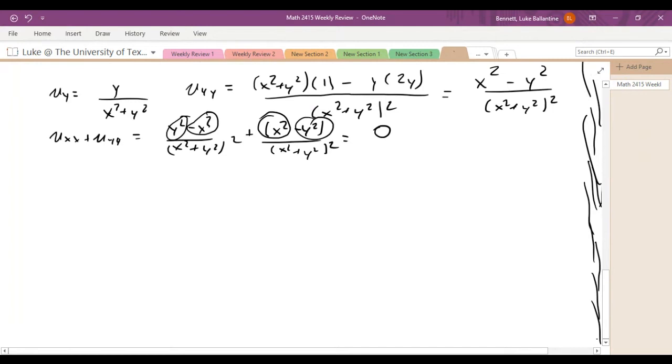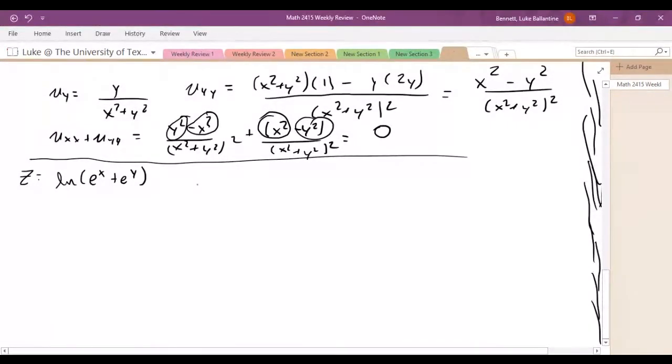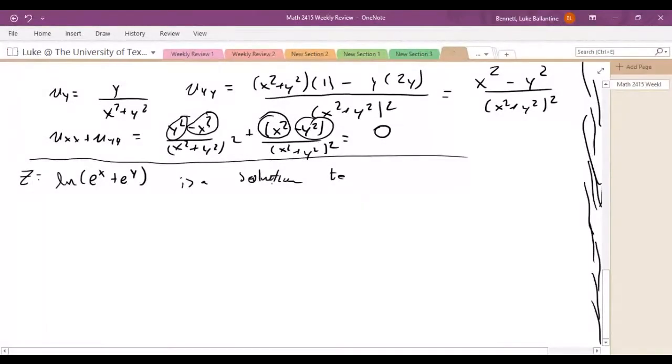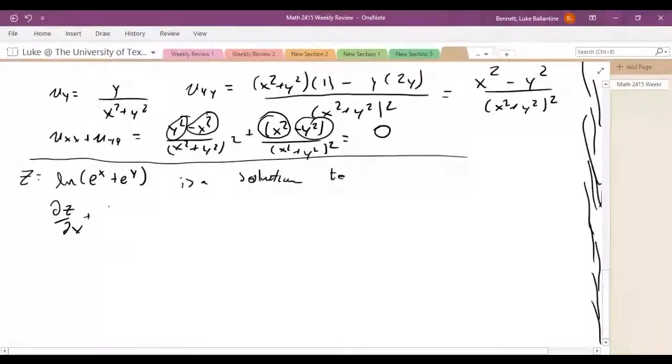Okay. We have another equation: z is equal to the natural log of e to the x plus e to the y. It says verify that this is a solution to the partial differential equation, the partial of z with respect to x plus the partial of z with respect to y is equal to 1.